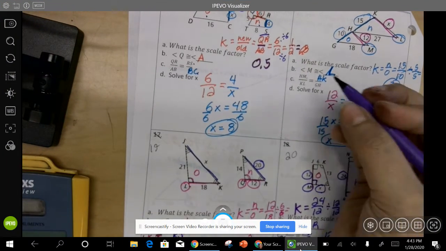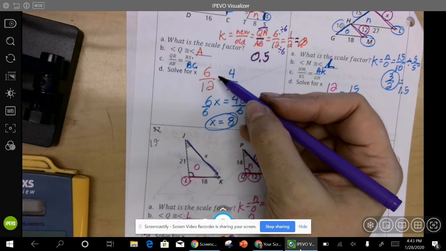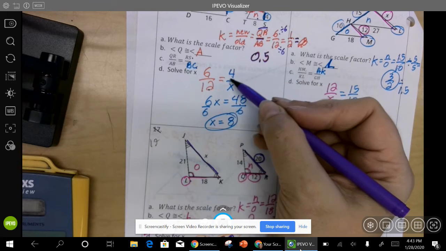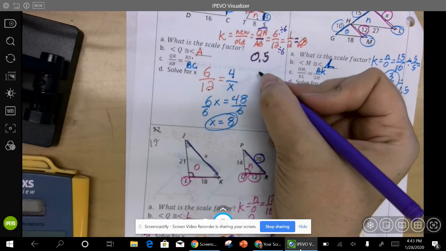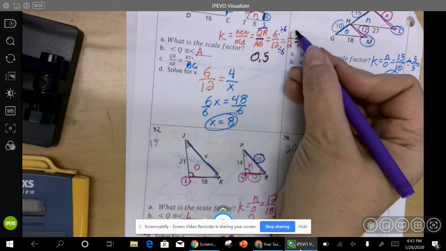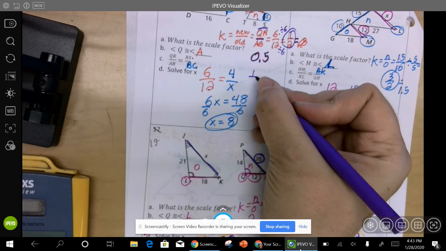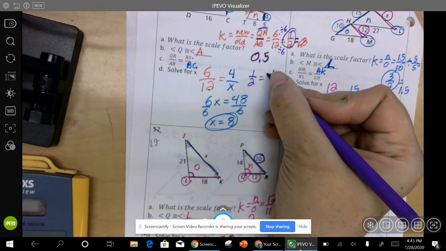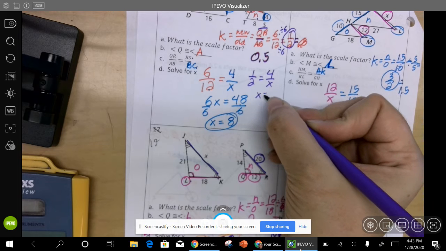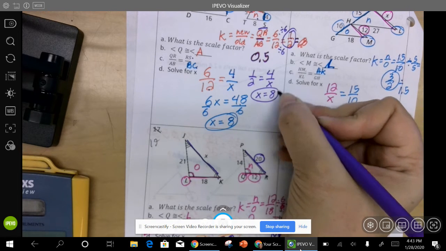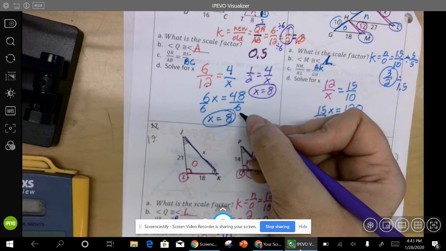Okay, so then we solve for x, so I put 6 over 12 is equal to x over 4 over x. I could also do it, everybody, I could use the 1/2. So 1/2 is equal to 4 over x, so I could simplify it. So x would be equal to 8. So you could also do it this way, or you could do the cross products.